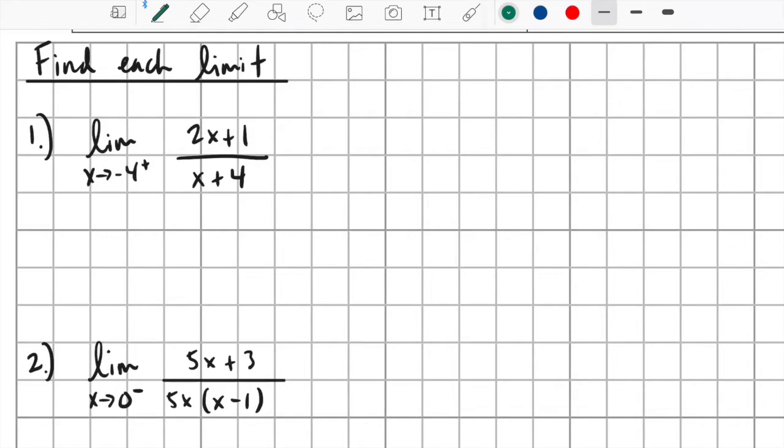Okay, so now we're going to find some limits algebraically. And usually what I've told you before is go ahead, just plug in. Let's see what we get. So if we just use direct substitution and you plug it in. So here we have the limit as x approaches -4 from the right of this rational function. So let's just go ahead and plug it in. So -4, so 2 times -4 plus 1 over -4 plus 4. We're going to end up with, in the numerator, -8 plus 1 is -7 over 0. That's a problem, so we cannot have that.